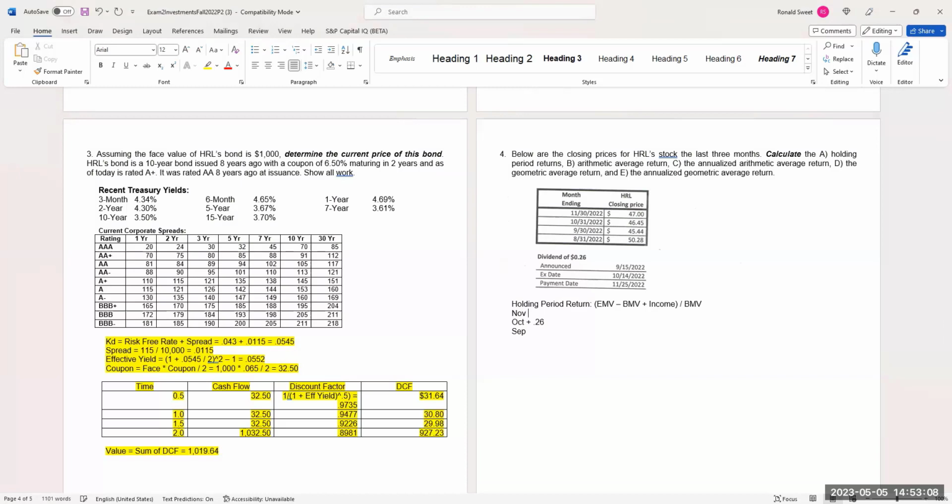But on the others, the ending market value for November is $47. Beginning market is $46.45. There's no income. You don't have to write that, but I put it just to make it clear. Divide that by 46.45, and you should get a return of 0.0118 for November.